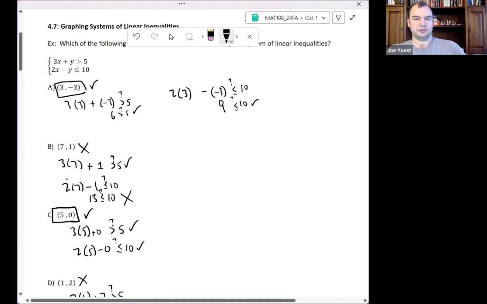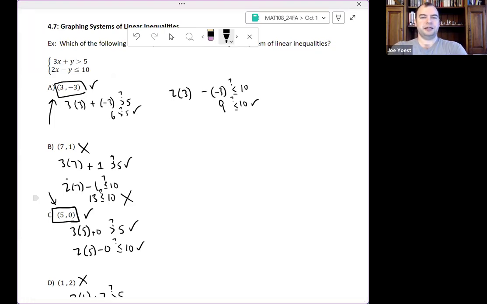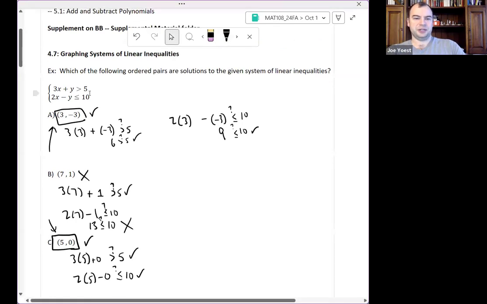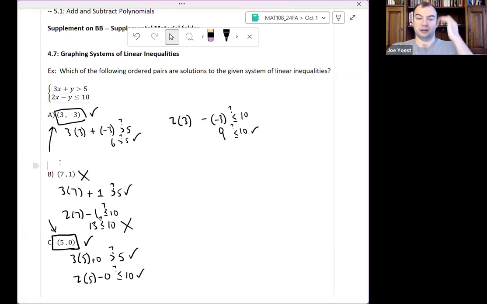But we do see that in this case, we have at least 2 points that satisfy the system. This isn't one of those strange edge cases where one of them is a multiple of the other, where we just have two parallel lines. So what's really going on here?